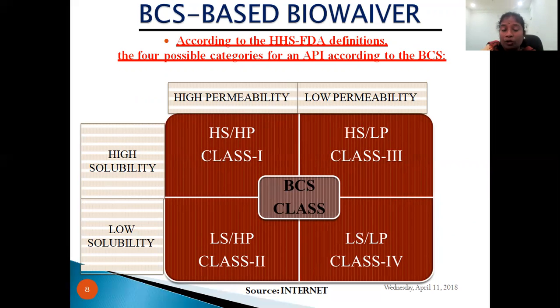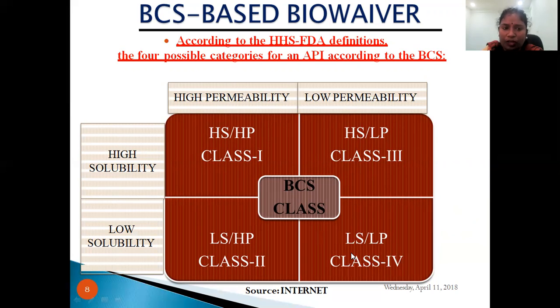But in the biowaiver procedure, we should not add any solubility enhancers or permeation enhancers. We should not use them. So simply we can say that only class 1 drugs are suitable for these biowaiver procedures. And class 4, as I already told you, is low solubility and low permeability.